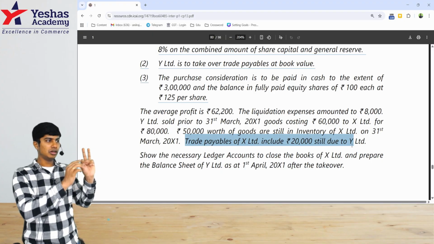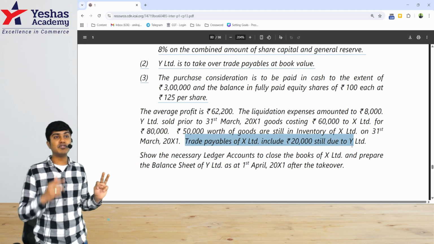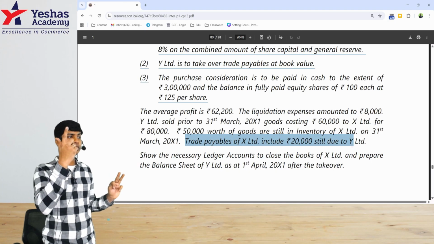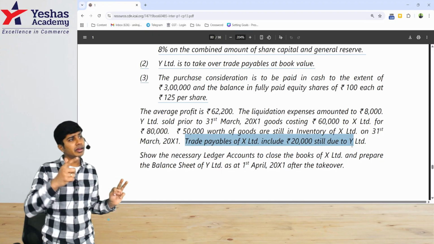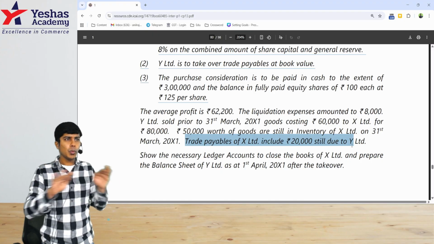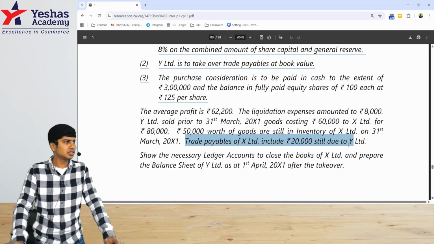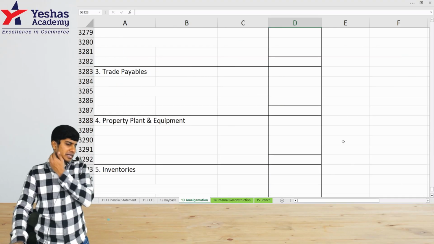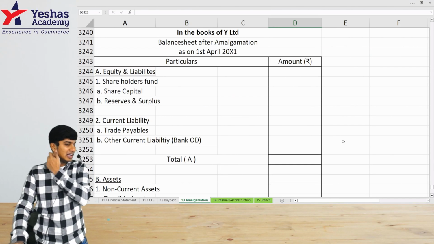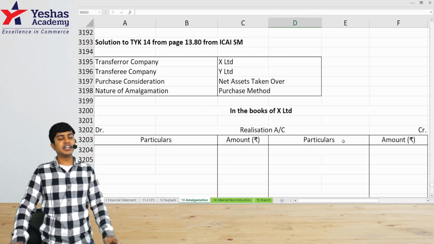Statutory reserve is not there. We have two adjustments to do in the books of transferee. In whose books? When will we do it? Later. For now, no. Wait. Can we begin our ledger accounts? Think of journal, pass the ledger posting. What is the first thing that we should do?